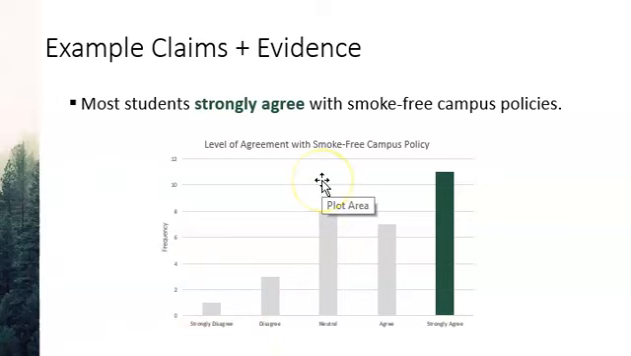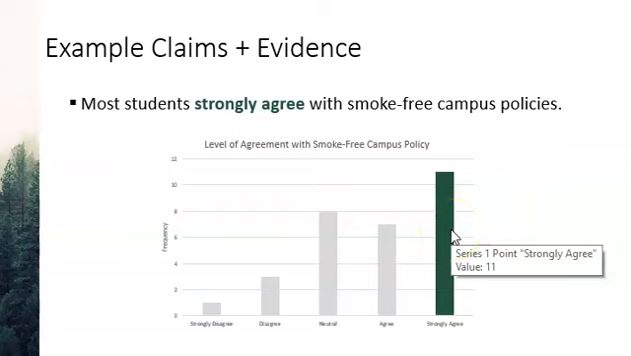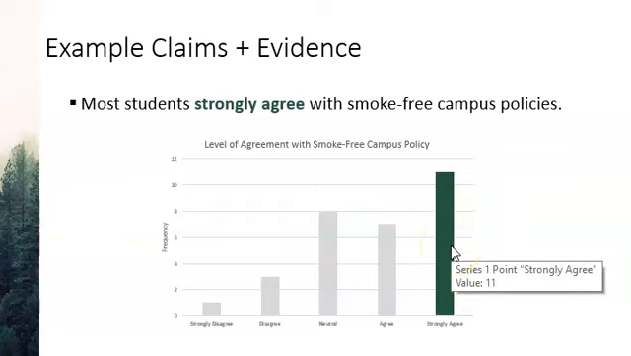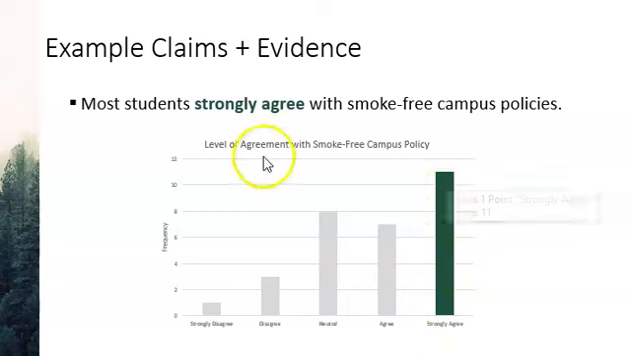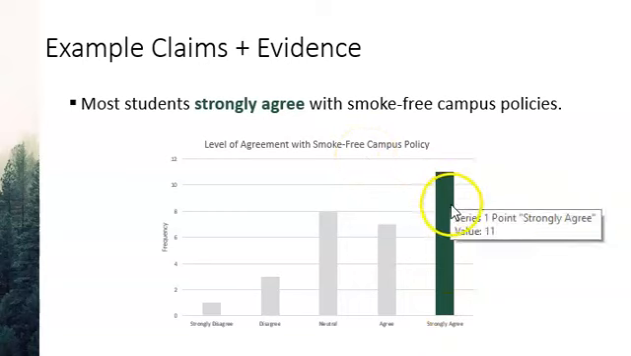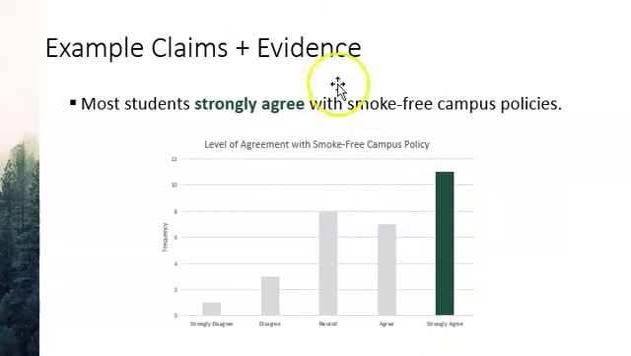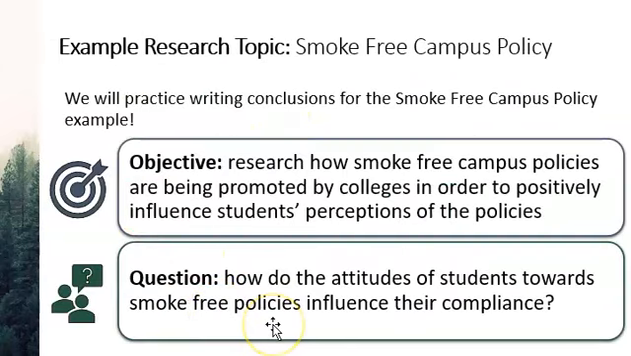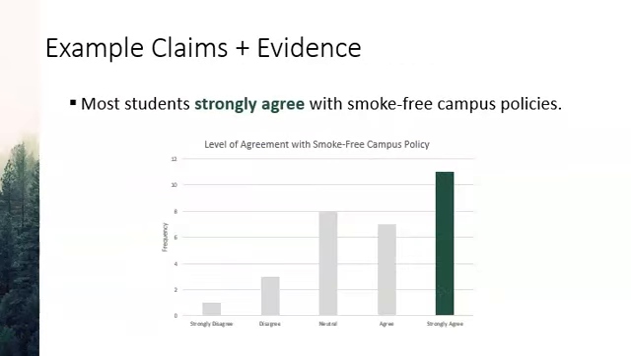In order to make this easier to understand, I also have provided a graph that showed the exact results from the survey, that 11 students strongly agreed, which was the highest option for the level of agreement with the smoke-free campus policy. This is evidence that supports my claim. This chart shows that at Cambrian, most students strongly agree with the policy. This is related to my original research question, which said, how do the attitudes of students towards smoke-free policies influence their compliance? I now know that most students' attitudes are that they agree with the policy.